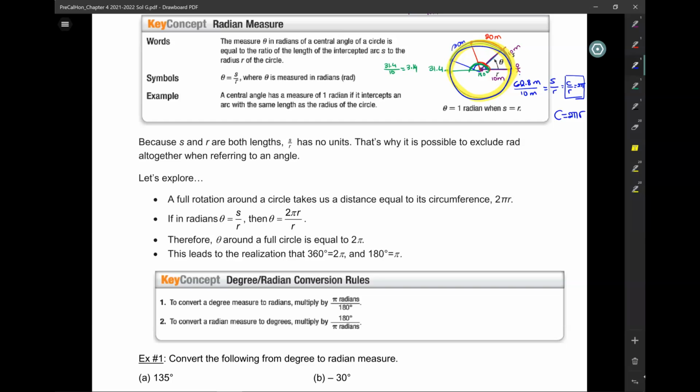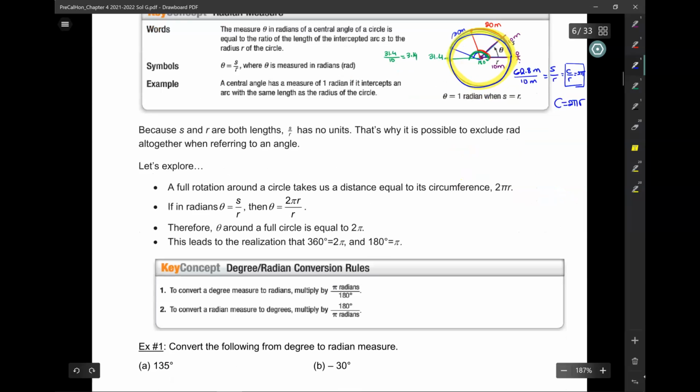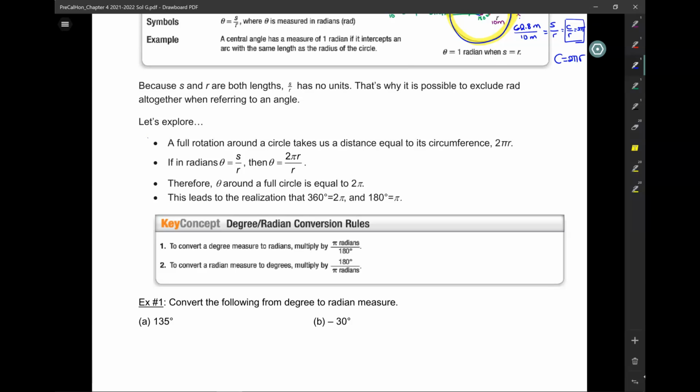Right. Yeah. And another teacher wouldn't have gone through all this, but I like to walk you guys through it because I think it's cool where radian comes from. It's not some obscure thing. It's not that I'm just going to call this a radian. It actually comes from somewhere. It's not an arbitrary measure. Okay, so that's what all this says.